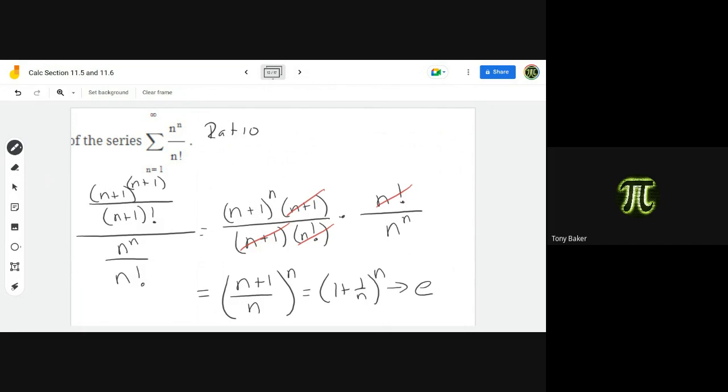Since this goes to e, does this converge, diverge, or I don't know? This diverges because that is greater than 1.